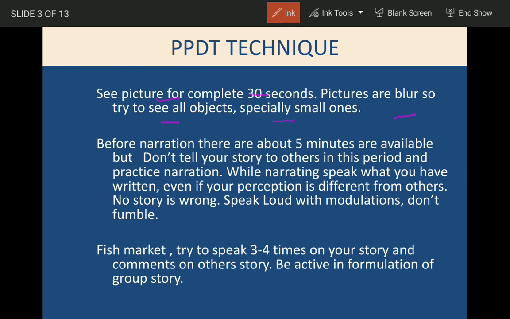Now once the picture is seen, write a good story. And before narration you get about 5 to 10 minutes extra. So during this time, practice your narration and don't tell your story to others, because the moment you leak your story before narration, the enemies are already prepared with their questions and they'll pounce on you. So don't tell your story before narration. This is very, very important. I'll remove these markings.